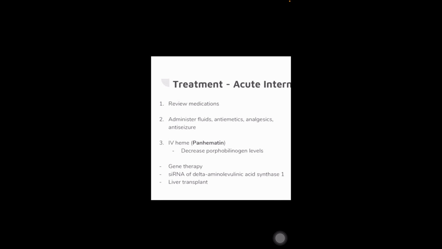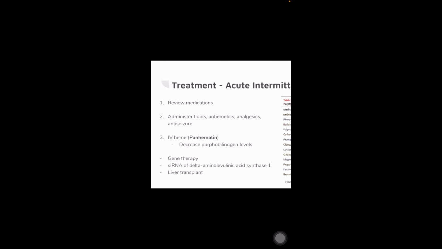All right, so how do you treat acute intermittent? All right, always, okay, you can give IV panhematin, which is to decrease the porphobilinogen levels, okay? It's IV heme, okay? All right, so you can also administer fluids and antiemetics, analgesics, and anti-seizure drugs. Also gene therapy, okay, because these are enzyme deficiencies. Okay, so you can give your gene therapy.